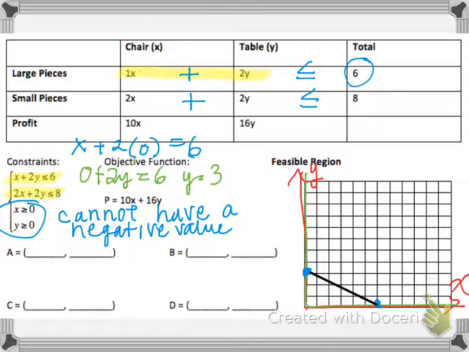And if I think about which way I want to shade, if I plug in 0, 0 into that inequality, I get 0 is less than or equal to 6. So I do know I want to shade below, but I'm going to save my shading until after I graph the last line.